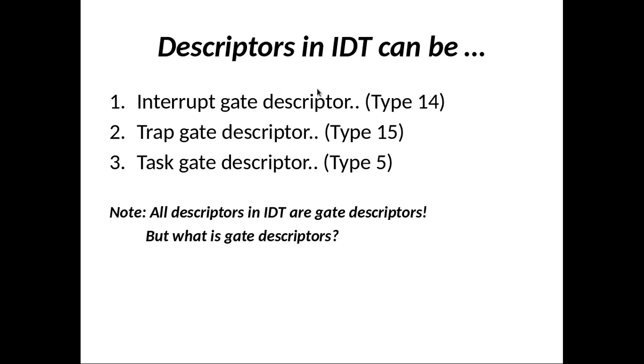So this point is clear. In IDT we can have these 3 descriptors. Now observe their names. In the name of each and every descriptor you will find this word gate.